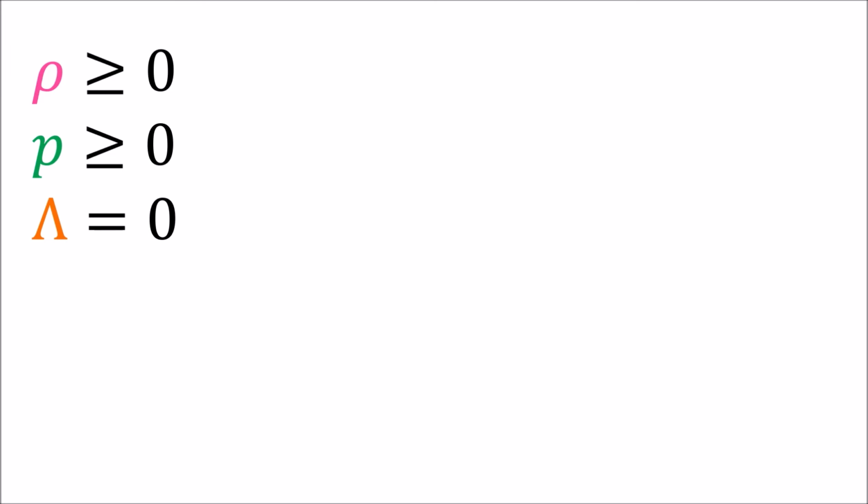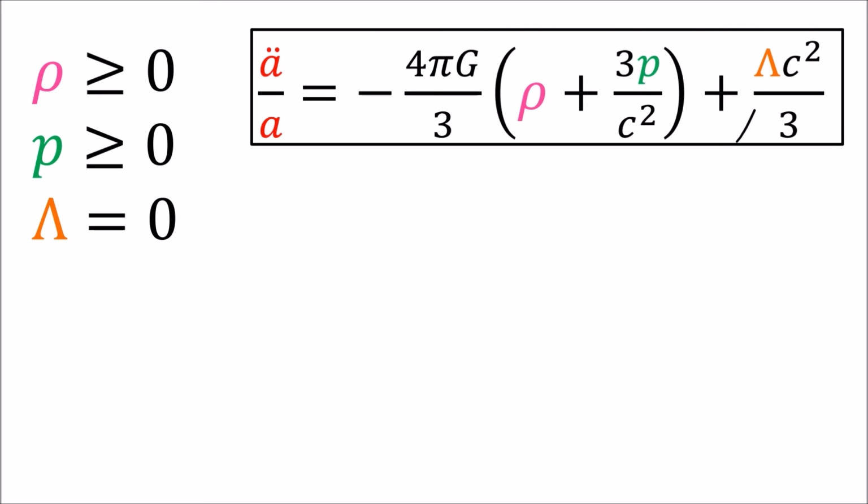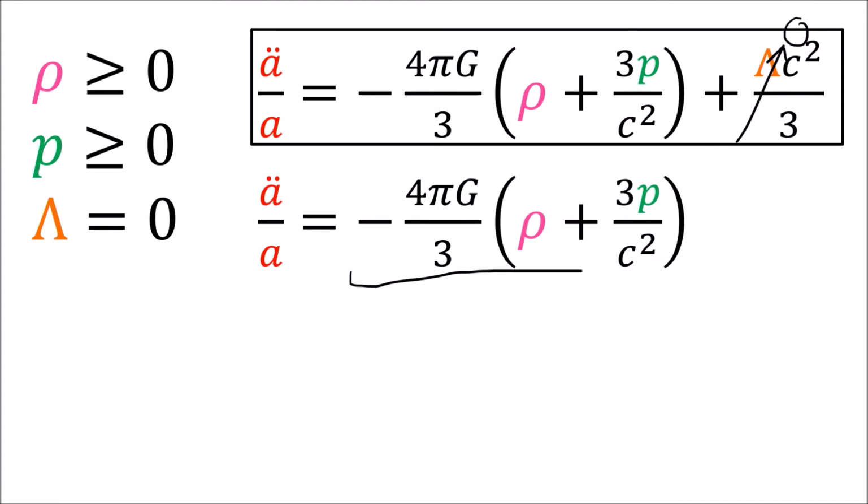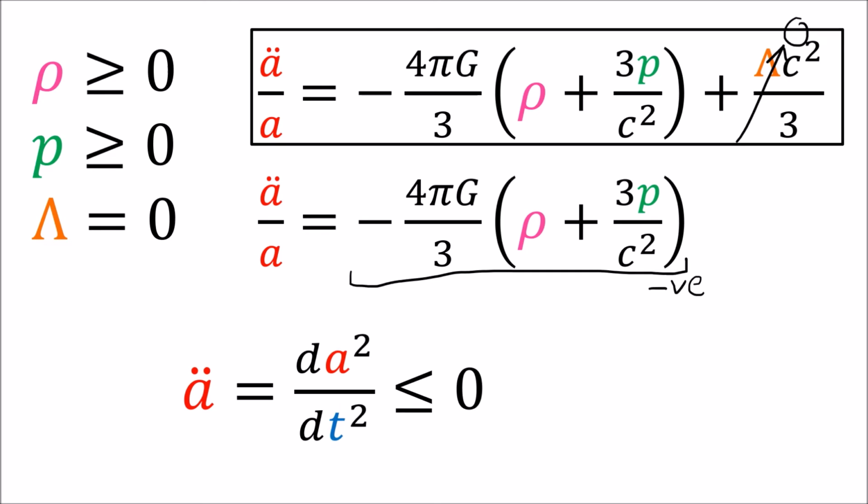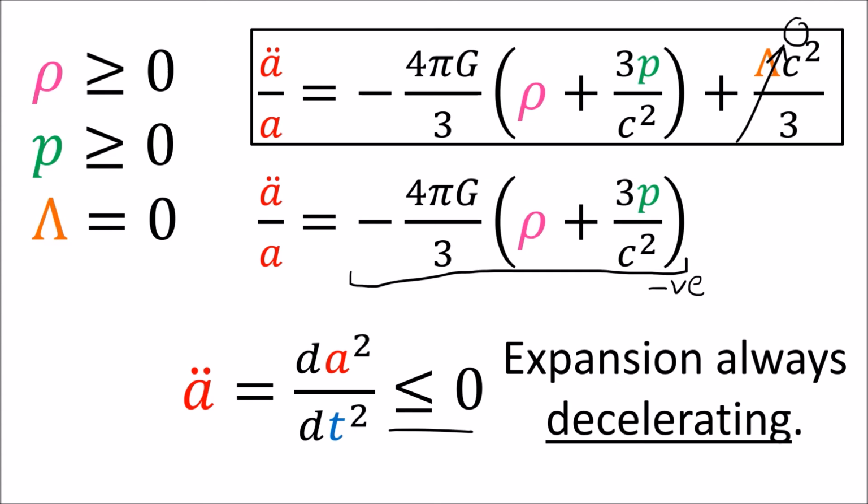The first thing to note is that since density and pressure are always positive, and we're assuming for now that the cosmological constant is 0, the second Friedmann equation tells us that a double dot is always negative. So the universe's expansion is always decelerating.